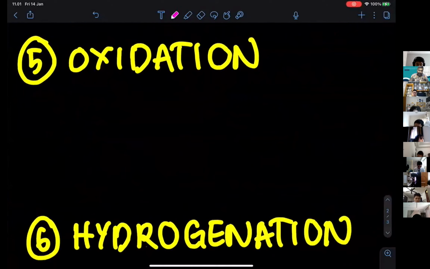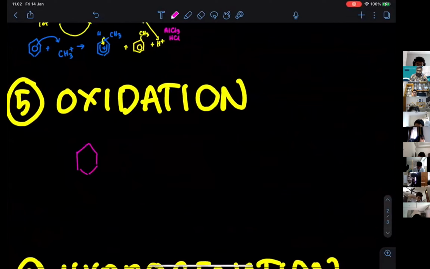So the next is going to be oxidation. For the oxidation, we cannot oxidize benzene. So it means this is special. It's oxidation, so it's not free radical substitution and it's not electrophilic substitution. It's a separate mechanism. So the oxidation: in order to oxidize, you need to use KMnO4.